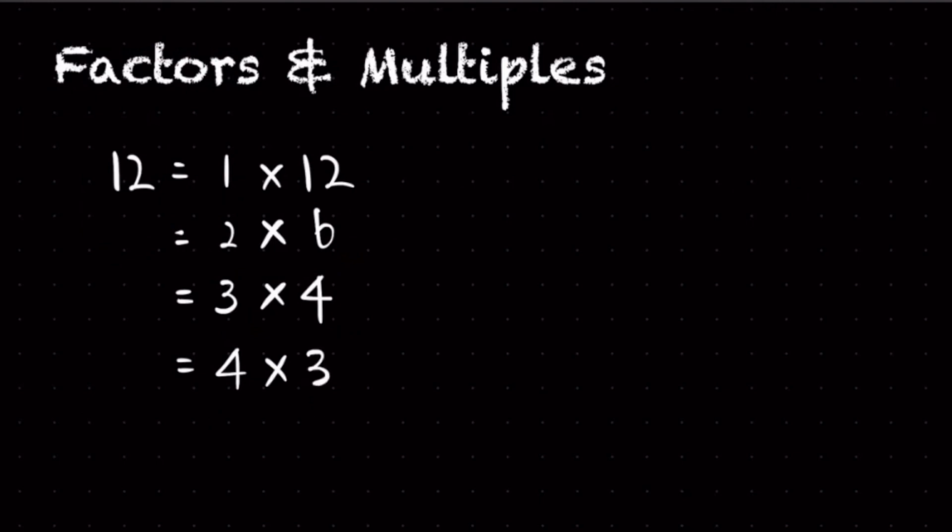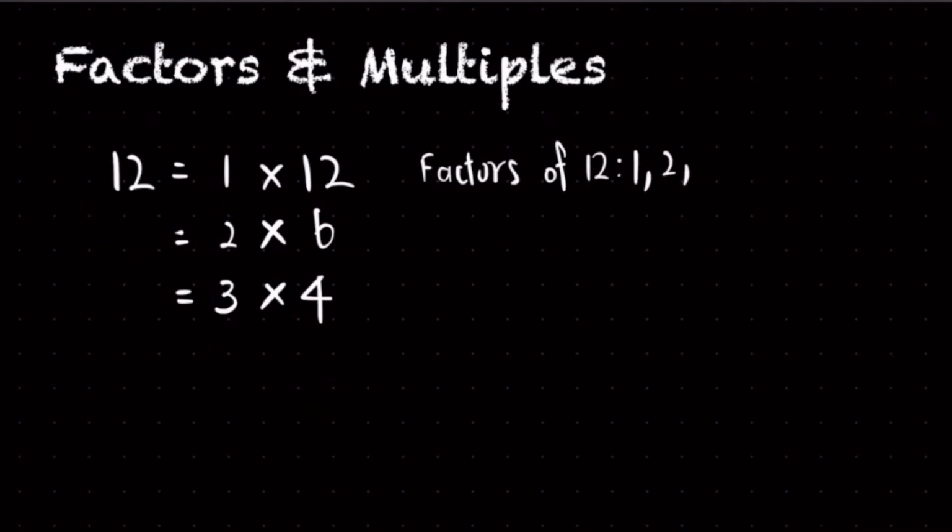But after that, we realize that if it starts appearing like this, we can just take all these, which is just going to go backwards like that. So we have it. Factors of 12. They are 1, 2, 3, 4, 6, and 12.